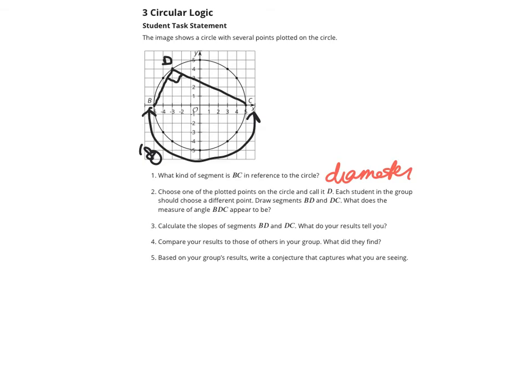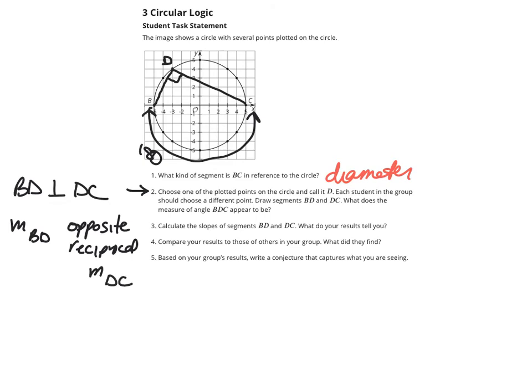So number 2 just got way easier for you guys because I don't have to find the slopes of those two lines. We know that BD is perpendicular to DC. Therefore, the slope of BD is going to be the opposite reciprocal of the slope of DC. Okay, so for that one, we're good. All right, so we've got that.